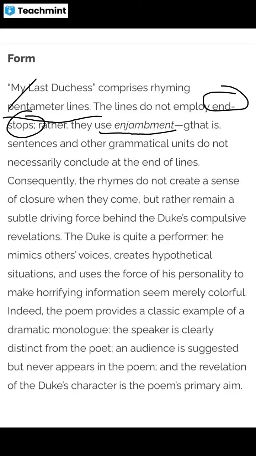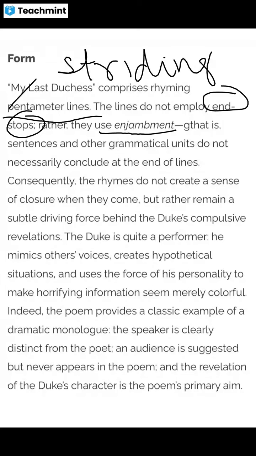So you find enjambment. What did I say enjambment means? Striding over. That is, sentences and other grammatical units do not necessarily conclude at the end of the lines. No conclusion is found at the end of the lines; rather, it takes more than two lines, either four lines or six lines or eight lines, for the sense to be complete. So these are the kinds of things.